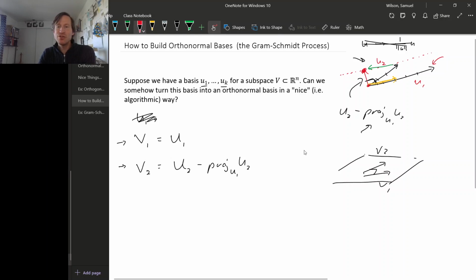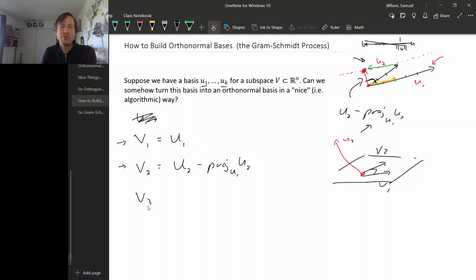And then we have this third vector, u3, which might be pointing out like this. It's probably not perpendicular to v1 or v2. So how can we make it perpendicular to v1? Well, to get it perpendicular to v1, we're going to have to subtract off the projection of u3 onto v1. There's some component of u3 that points in the direction of v1.